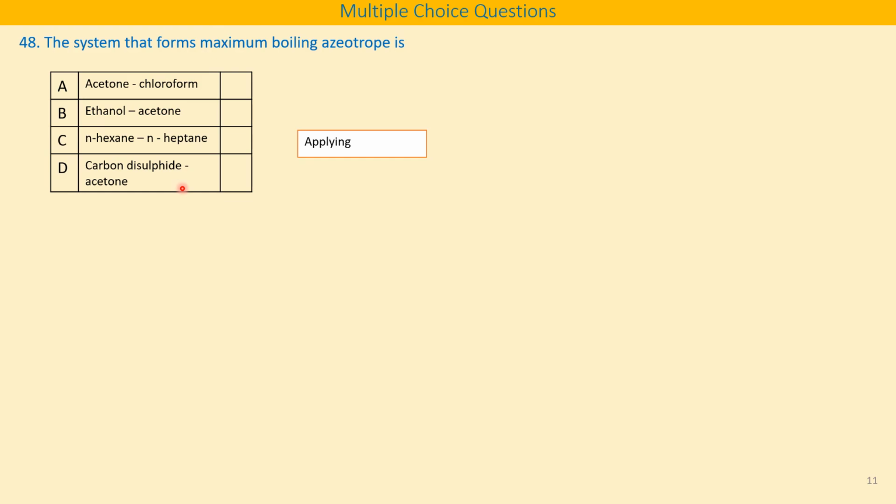Due to stronger intermolecular interactions between acetone and chloroform, a lesser number of molecules vaporize, resulting in low vapor pressure and high boiling point. Hence, option A is correct.